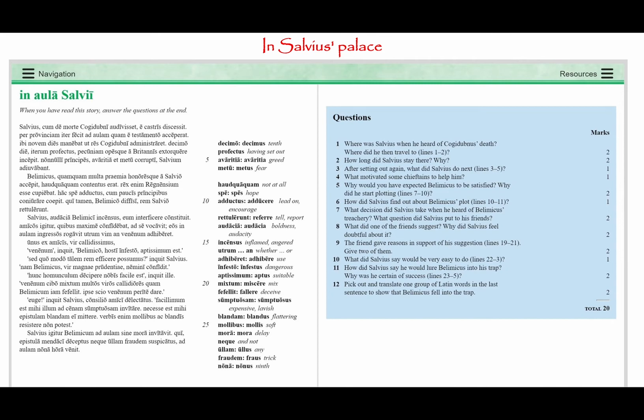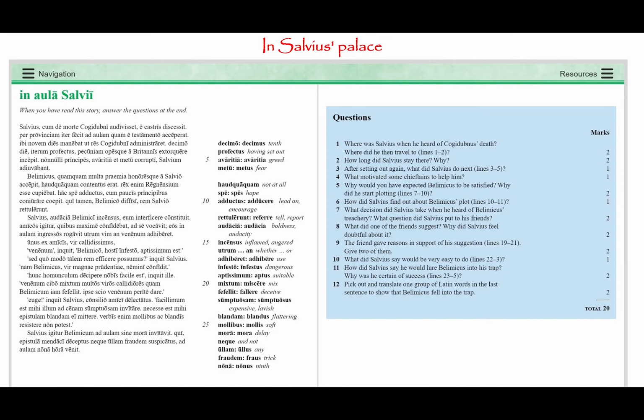Oh, by the way, you probably know this from GCSE English anyway, but you should always read the questions first to give you a bit of an outline of how the story actually pans out before diving into answering them. Also pay good attention to the mark scheme on the right hand side here, because it informs the length of your answer. Right, straight away, where was Salvius when he heard of Cogidubnus's death?